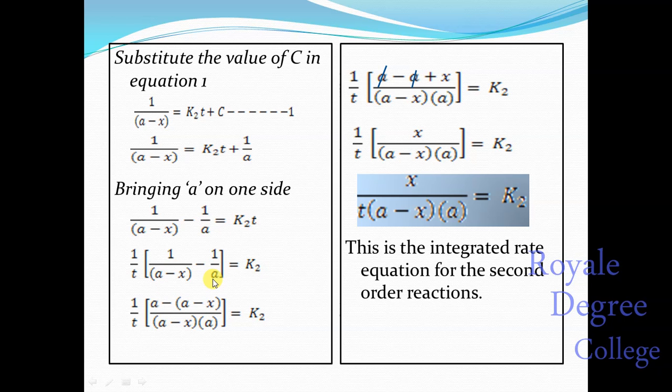Then we take the LCM. A into 1 gives a, then minus, A minus x into 1 gives A minus x, divided by A minus x into a, equal to K2. Now this a as it is we write in the next step: minus a plus x divided by A minus x into a, equal to K2 as it is. The minus a and plus a get cancelled, so we get x. 1 by t, x divided by A minus x into a, is equal to K2. So our final equation is x by t into A minus x into a, equal to K2. This is the integrated rate equation for the second order reaction.